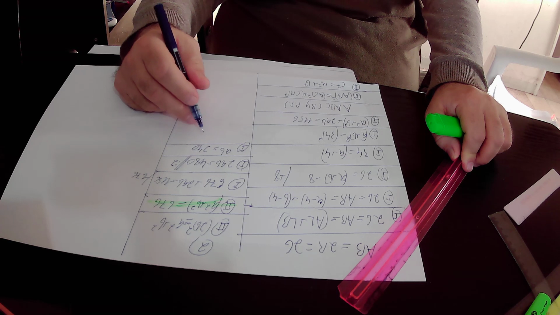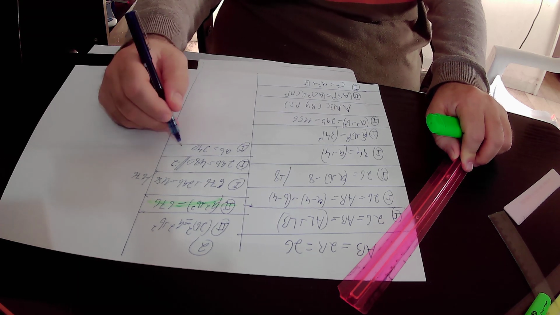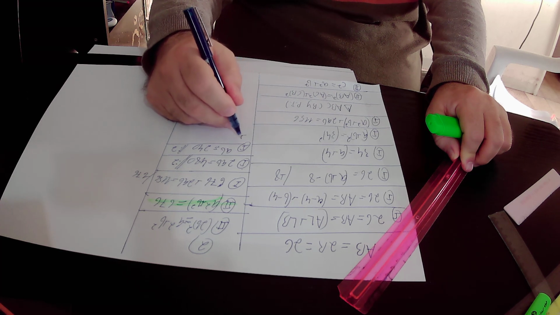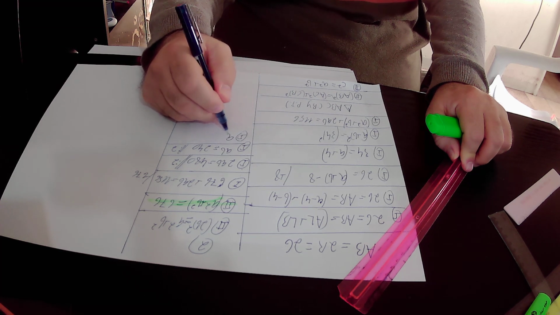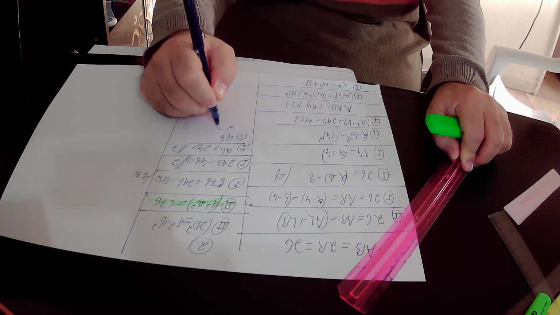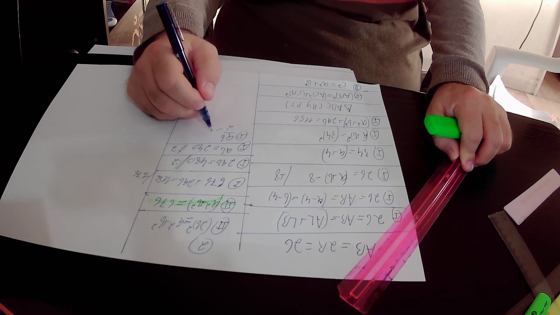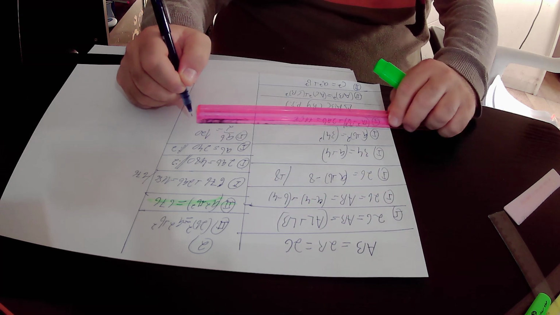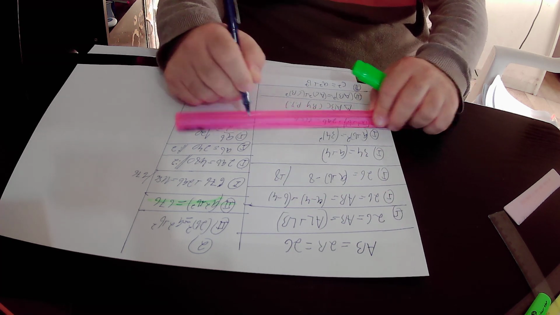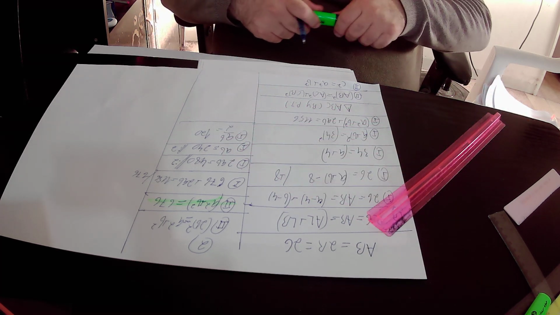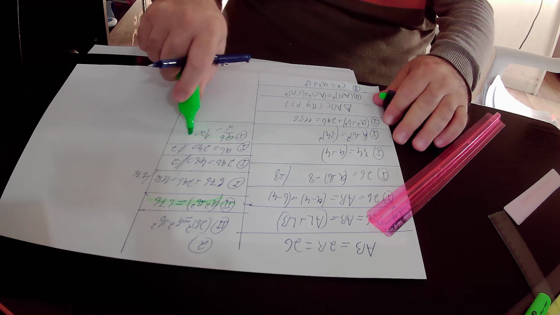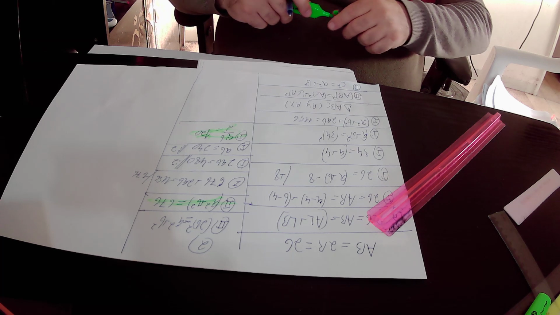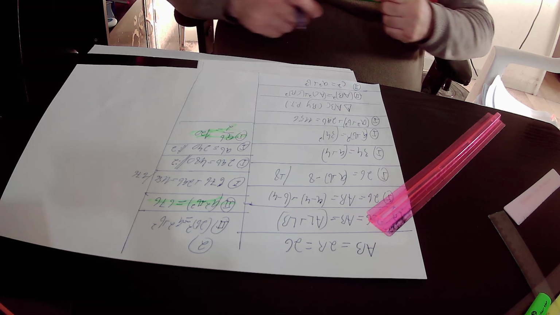Here we'll divide this equation by 2 again, and we get that AB over 2 equals 240 over 2, which is 120. So we actually found out that AB over 2 equals 120. Okay.